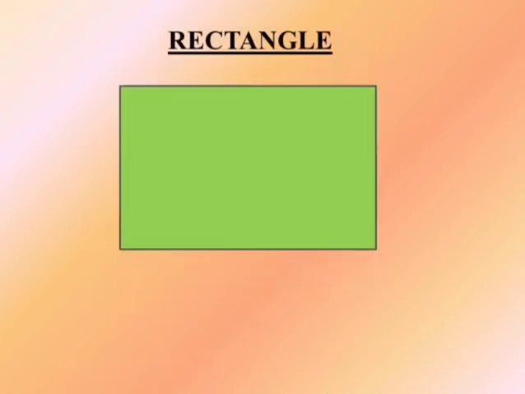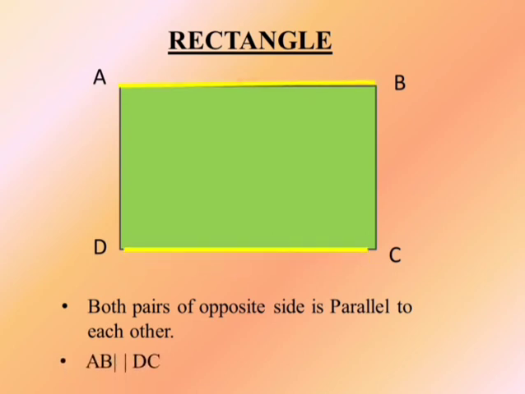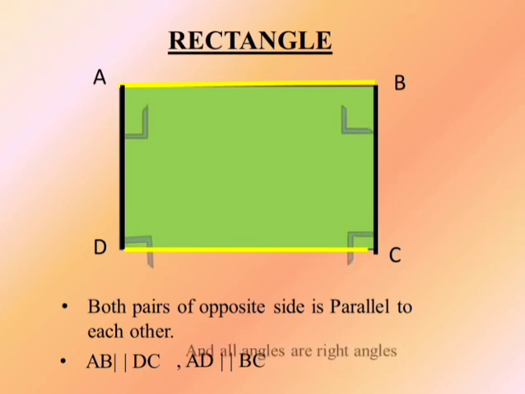Now next we have the rectangle. A rectangle is a quadrilateral wherein both pairs of opposite sides are parallel to each other. That is, AB is parallel to DC and AD is parallel to BC. And it is a special type of parallelogram where all the angles are right angles.